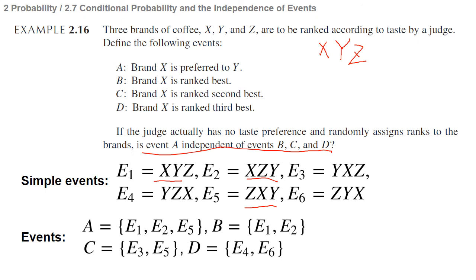For B, X is ranked best, which is E1 and E2. For event C, brand X is ranked second best, which is E3 and E5. And brand X is ranked third best, which is E4 and E6. So here are our events, and we want to check the independence of event A and the other events.